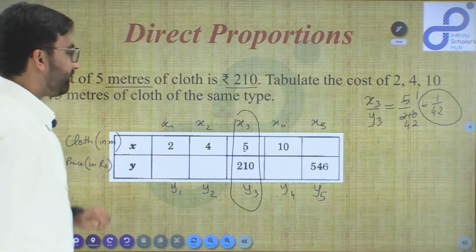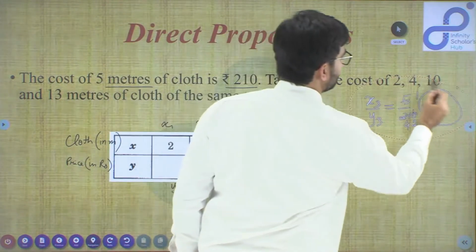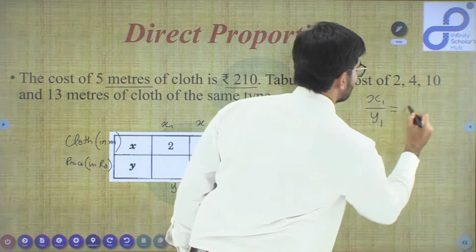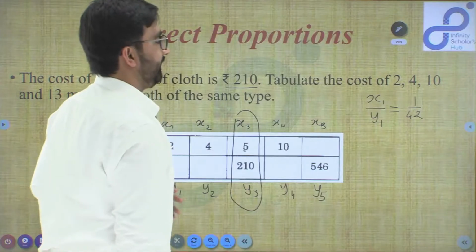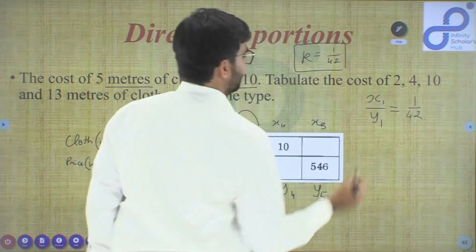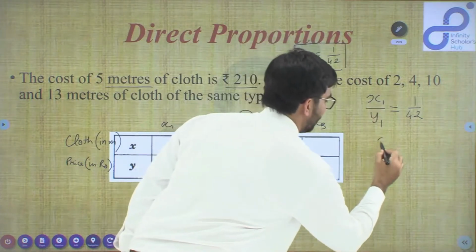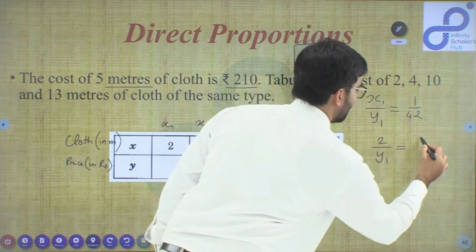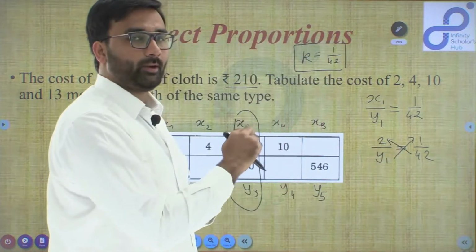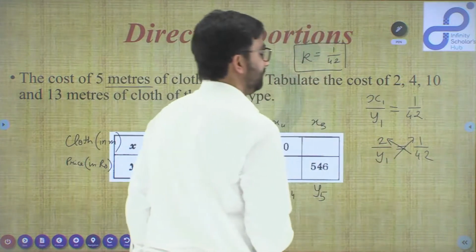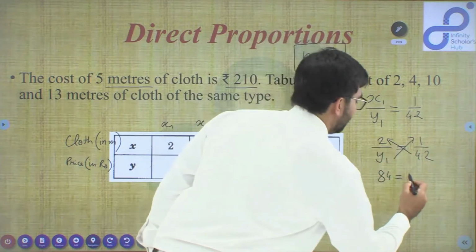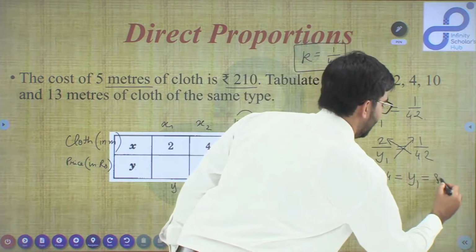So what will I do in order to find y1? Let me just erase this. I will write x1 upon y1 equals 1 by 42, which is what we got by solving x3 upon y3. So our k is 1 by 42. That means x1 is 2, so in place of x1 I will write 2, below that y1, equals 1 by 42, and I will cross multiply, because when you have two rational numbers, one on either side, we cross multiply. So 42 into 2 gives me 84, equals y1 into 1, which gives me y1. Therefore my y1 is equal to 84 rupees.